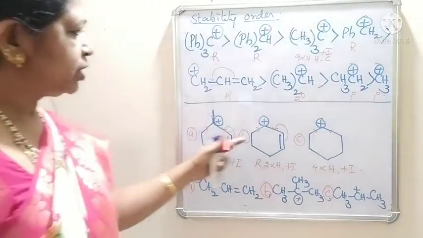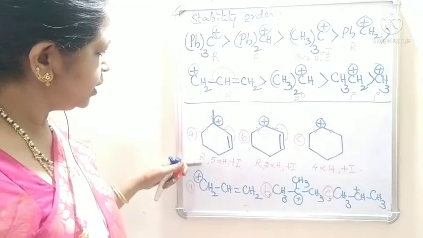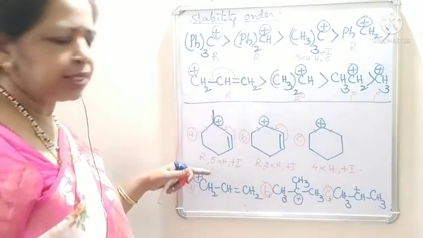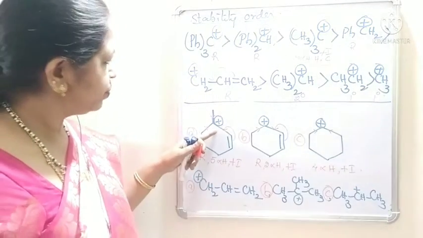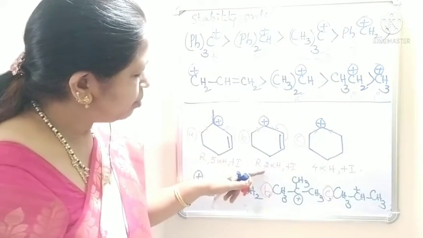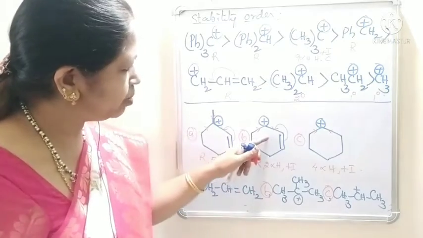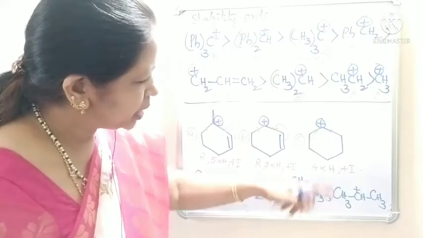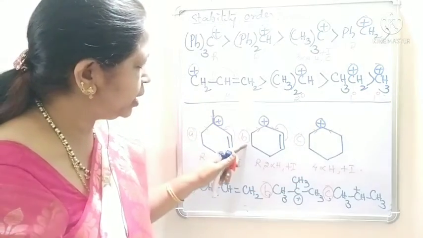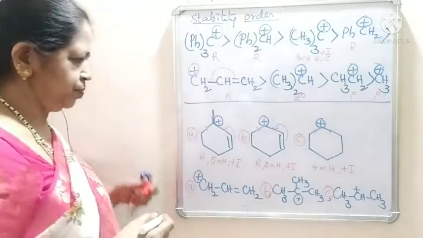So among these, which is more stable? A will be more stable because in this, these are the 3 factors which are increasing the stability of the carbonium ion, and in B the number of alpha hydrogens is less, so A is more stable than B, and in C there is no resonance, so it is least stable. So A greater than B greater than C is the stability order of these three species.